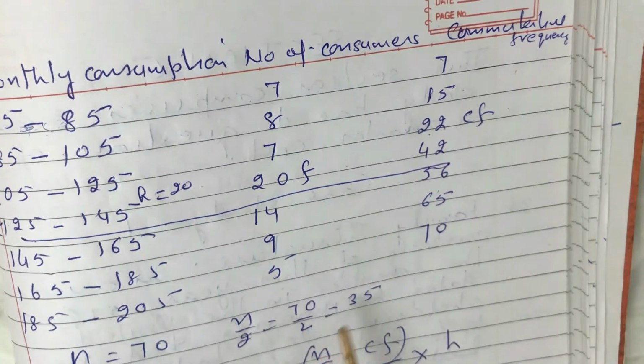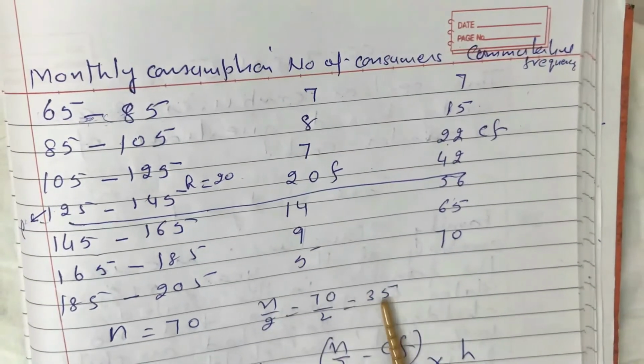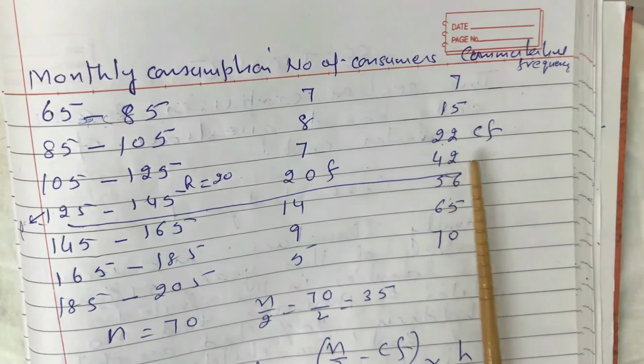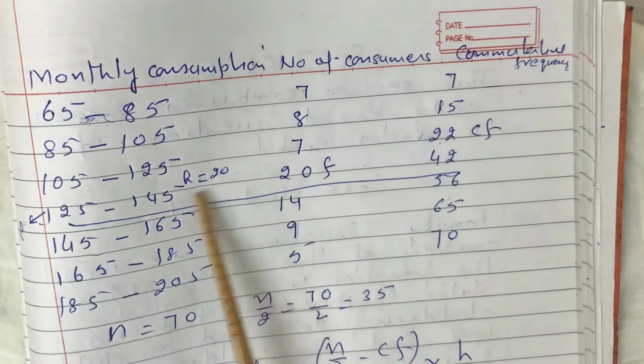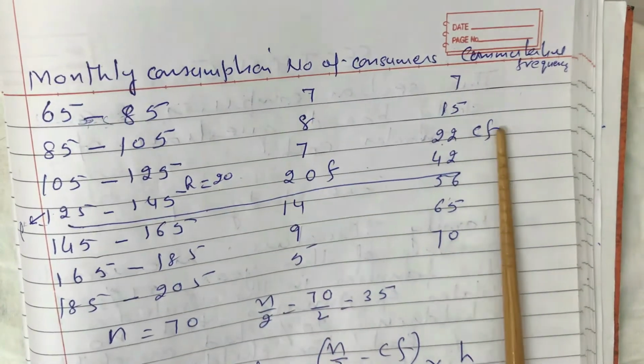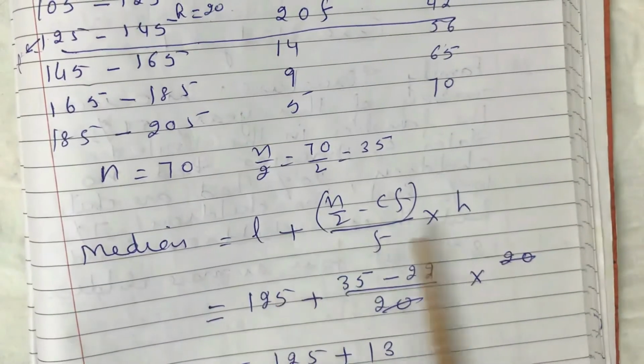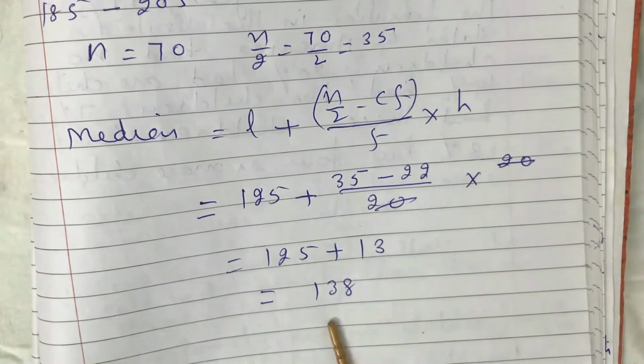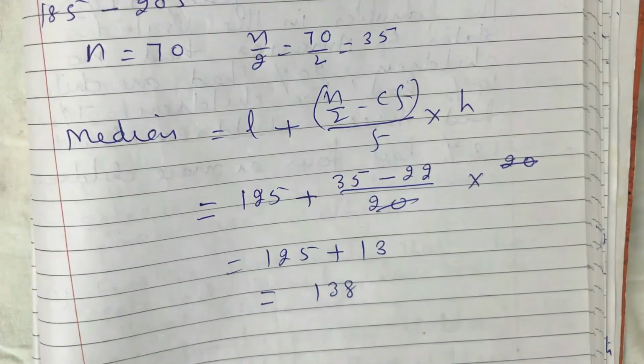If n by 2 is 35, the number slightly bigger than 35 is 42. So this is the median class, and this is L, H is 20, this is F, and this is CF. So write the formula, substitute the values, and you will get 130 as the answer.